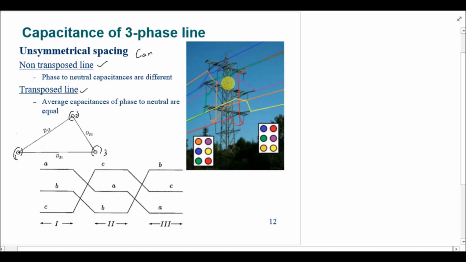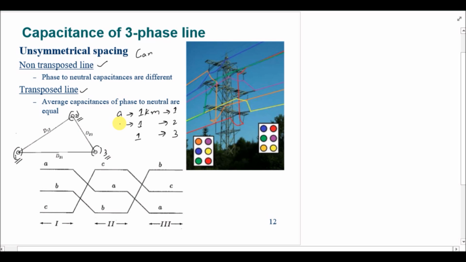That we have to make such an arrangement that every conductor will cover the same distance in each of these three positions: position number 1, position number 2 and position number 3. So for example, conductor A has covered 1 kilometer in position number 1, then it also has to cover 1 kilometer in position number 2 and 1 kilometer in position number 3, such that the average capacitance of the line for conductor A should remain the same.